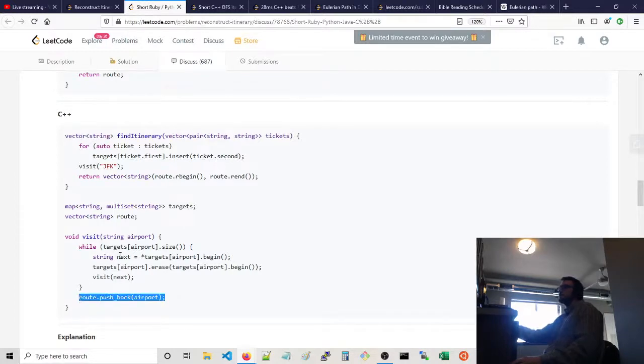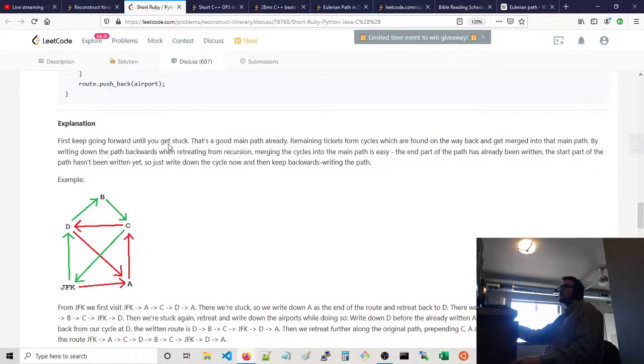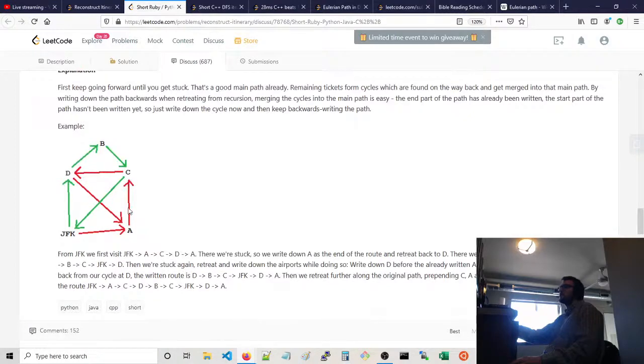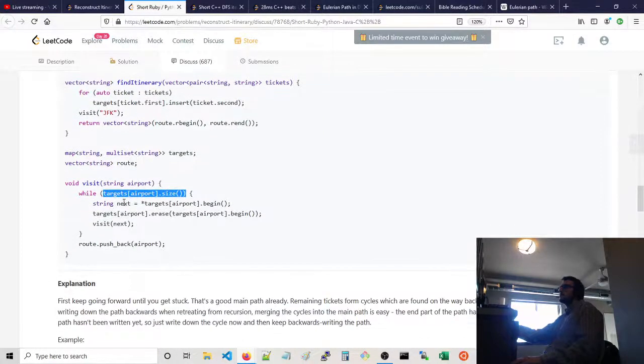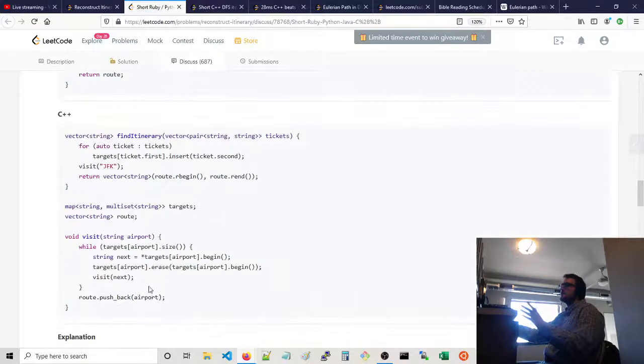Okay. Now you say, all right, from JFK there's like a B or an A. Well, with multiset, we're going to do A first. So we visit A, and we recurse. And we say, okay, A still does have at least one place to go, C, one ticket. So we're going to remove that ticket. We're going to set next to B, and also we've queued up A to be pushed, so now A is prepended before JFK, right? It comes before JFK, whatever the coming-before route looks like, we've got A placed in there.